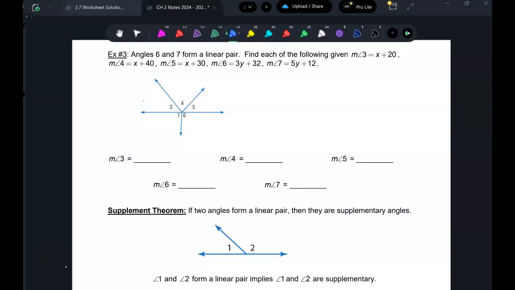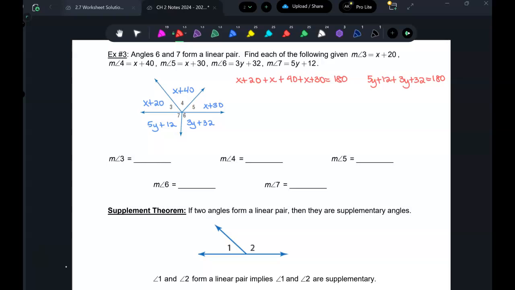Let's see here. 3 is x plus 20. 4 is x plus 40. And 5 is x plus 30. And then 6 is 3y plus 32. And 7 is 5y plus 12. Now, we don't know anything that's congruent here or angle bisectors. 3, 4, and 5 are all going to add up to 180, so we'll have x plus 20 plus x plus 40 plus x plus 30 equals 180. And then we also know 5y plus 12 plus 3y plus 32 also adds up to 180.